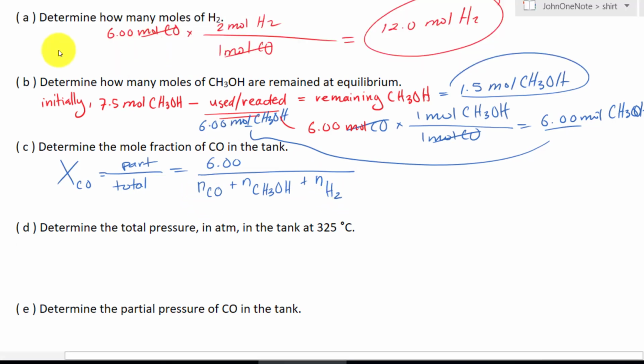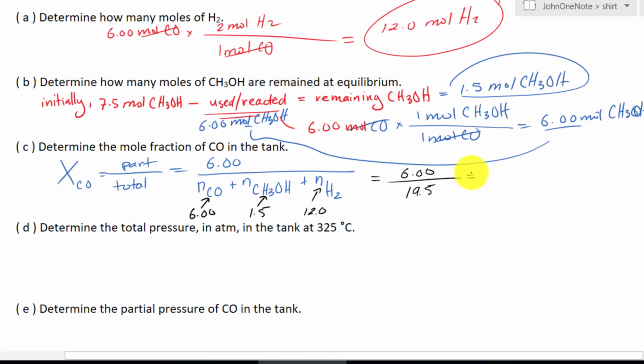We know that for CO, that would be 6.00. We also know that the remaining methanol left in the container is 1.5. And we also figured out that 12 moles of hydrogen are being produced. So what is the total in this case? We have 6.00 divided by 6 plus 1.5 plus 12, and that is 19.5 right there.